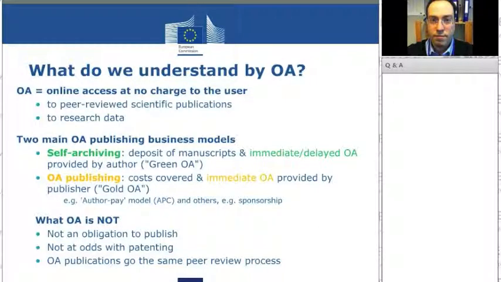Then let me also say what open access is not. It is, first of all, not an obligation to publish. So we never, at least on the European level, force our researchers to do a publication.